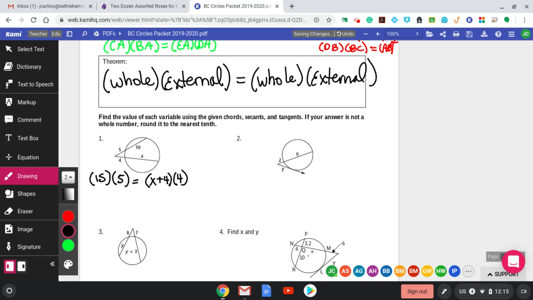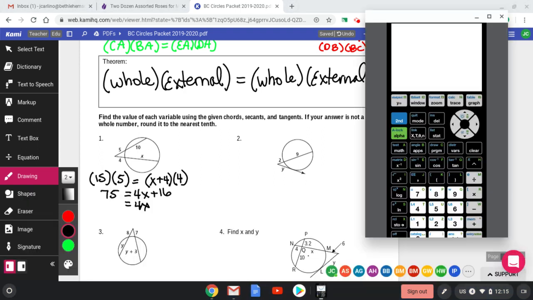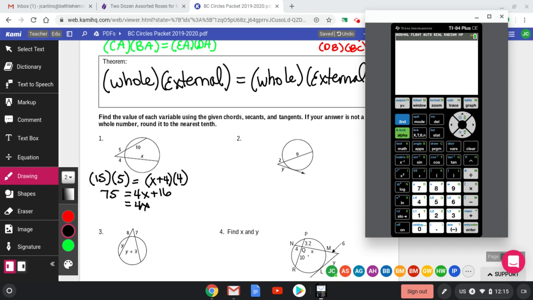Okay. So we end up with 75 equals 4x plus 16. Move the 16 over, 4x equals 75 minus 16, perfect, 59. Divide both sides by 4. 14 point, it says nearest tenth, right? So 14.8. There we go. All right, we're good there.